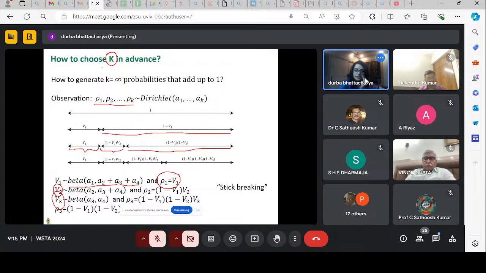So this method is known as the stick breaking method, and this we have considered for a finite dimensional Dirichlet distribution, and this concept can be extended further to generate infinite, k equal to infinity, probabilities that can add up to 1. We will see how.